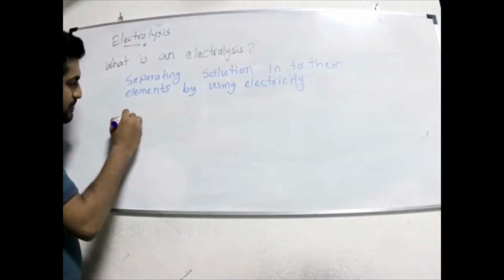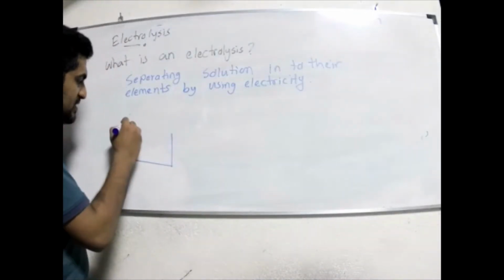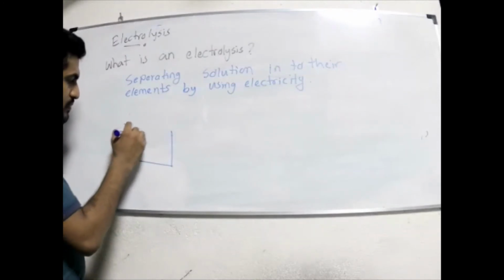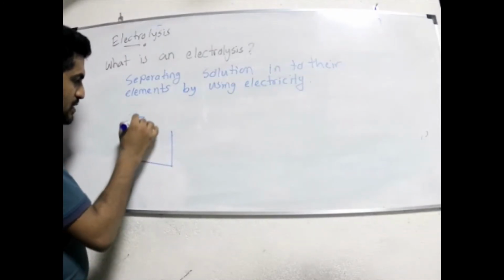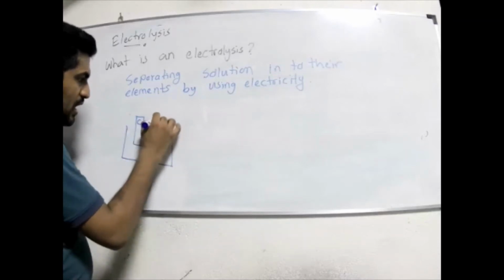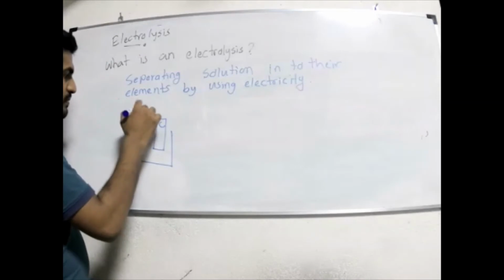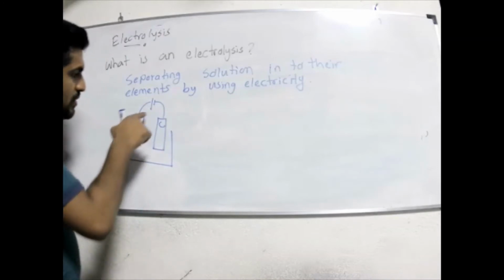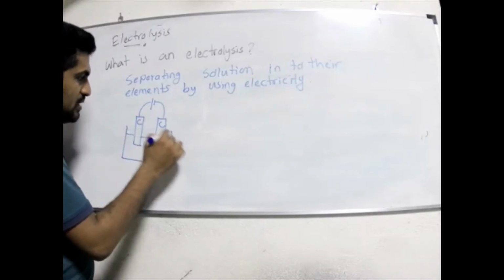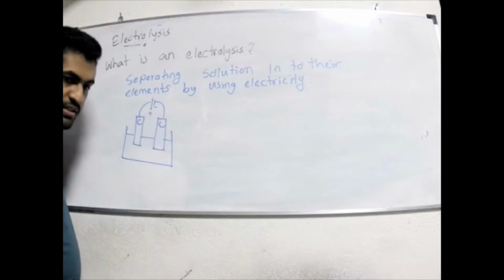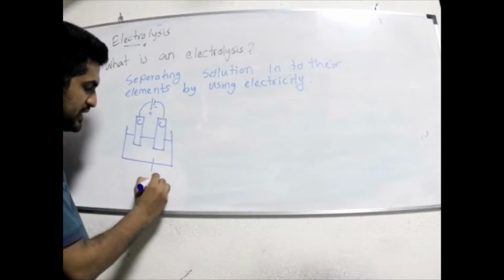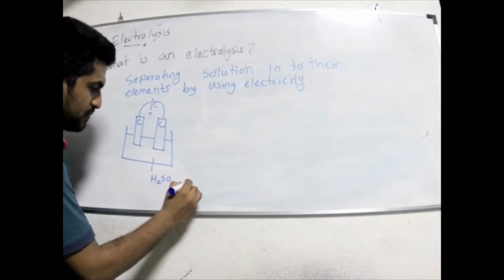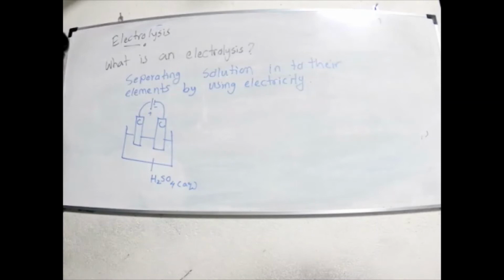If I give you a diagram for this, you can see it here. All of these are carbon. Here is the plus terminal. I told you that we are connecting an external electric source. Plus terminal, minus terminal. Long one for plus, short one for minus. Then the solution is H2SO4 (aq). That means it has water also.